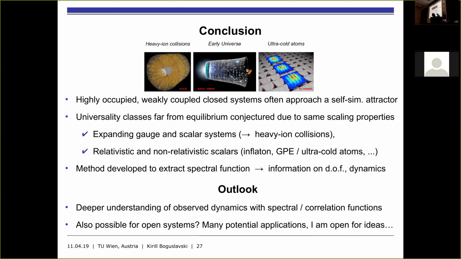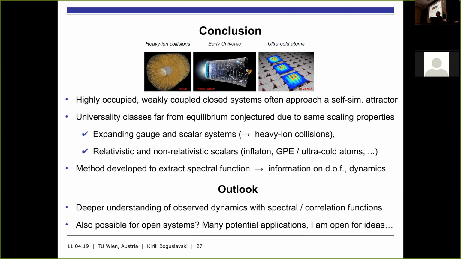My conclusion is that those systems usually approach self-similar attractors in this classical regime, and you have seen two examples of what one could interpret as universality classes. However, when you look deeper into that, the picture starts to shake a little bit. Still, it's intriguing, and apparently something one has to go on and study more.